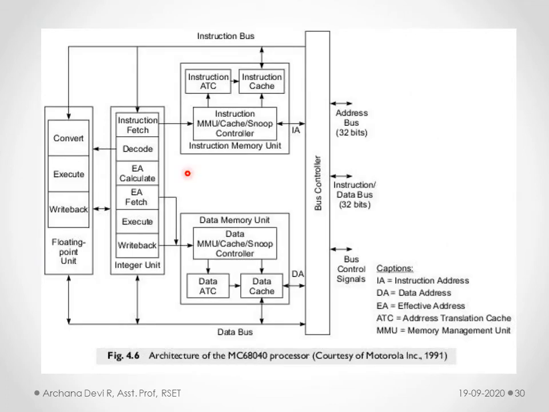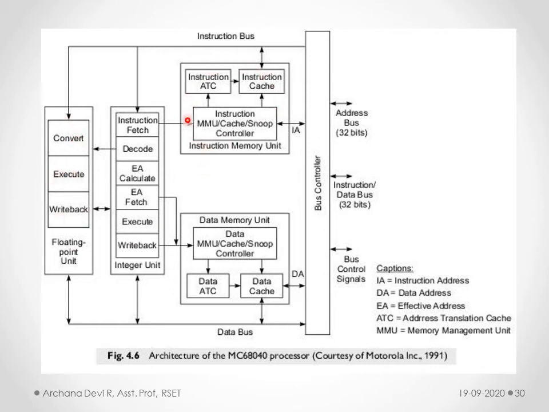So now this is the architecture for the Motorola processor. Here you can see this is a floating point unit and integer unit. As we have said, integer unit has 6 pipeline stages: instruction fetch, decode, effective address calculation, effective address fetch, execute and write back. Whereas floating point unit has only three stages: convert, execute and write back.